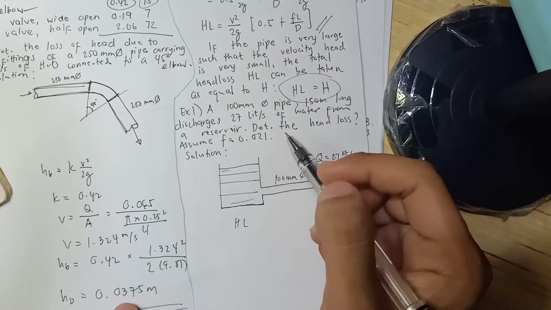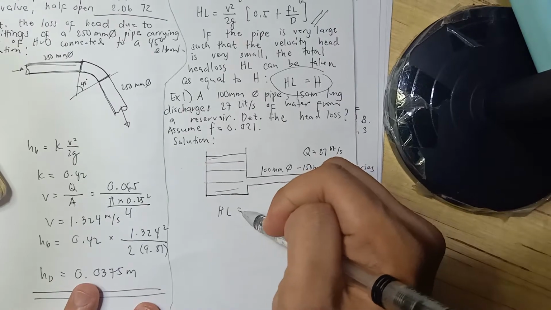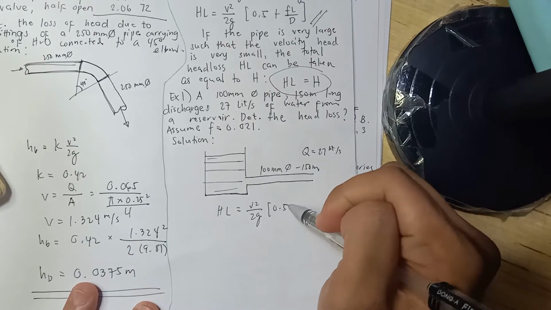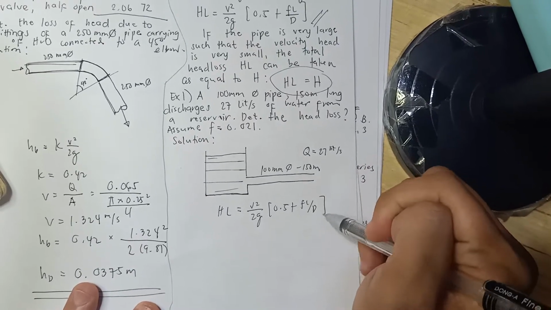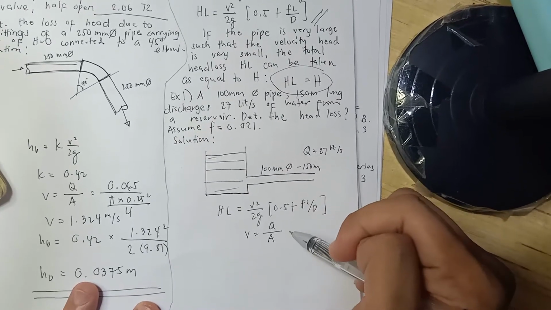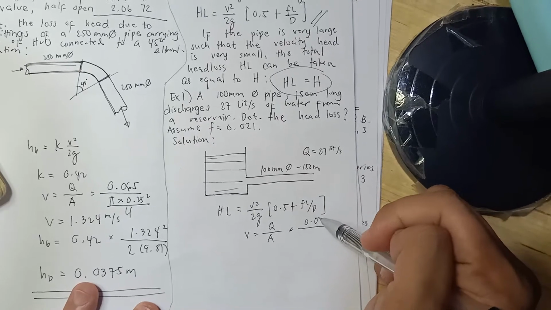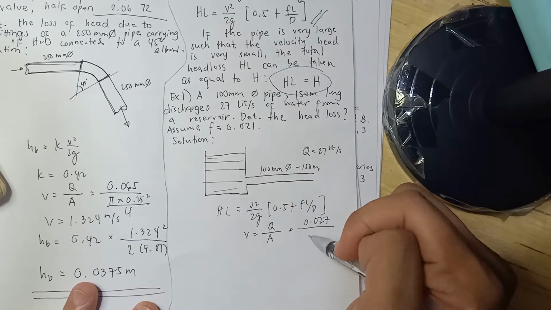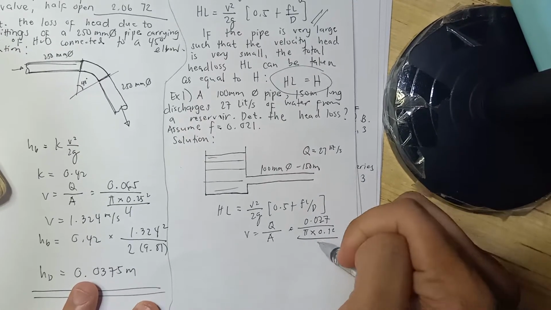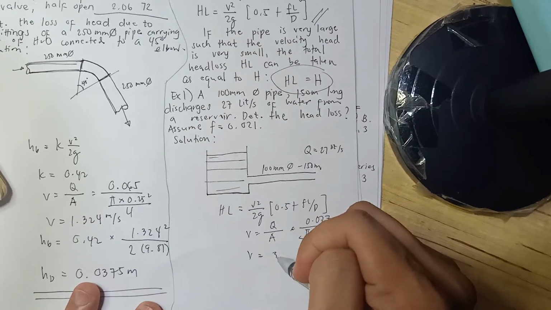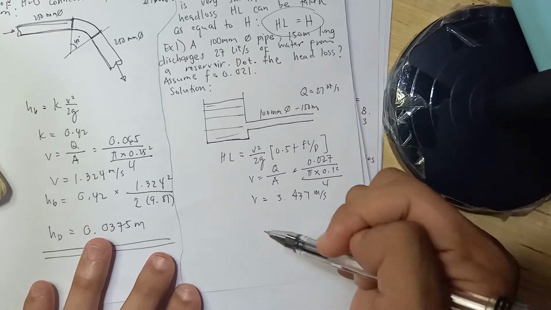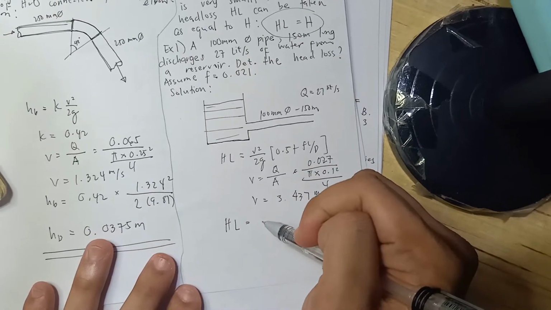So HL equals V squared over 2g times 0.5 plus fL over D. And first, let's find the velocity. We have 0.027 over the area, which is pi times 0.1, so 100 millimeter, squared over 4, and it turns out that V is 3.437 meters per second.